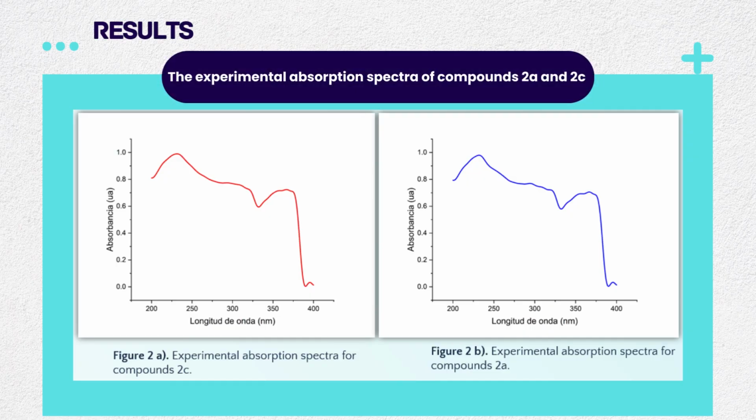The experimental absorption spectra of compounds 2A and 2C were obtained in the range from 200 to 1100 nanometers. An absorption onset was observed around 350 nanometers for compound 2C, corresponding to a forbidden band energy of approximately 3.54 electron volts. This value indicates the presence of a direct band, as evidenced by the linearity observed in the Tauc plot for n equals 1/2. In the case of compound 2A, the onset of absorption was detected around 400 nanometers, indicating a forbidden band of 3.10 electron volts, also of a direct nature.